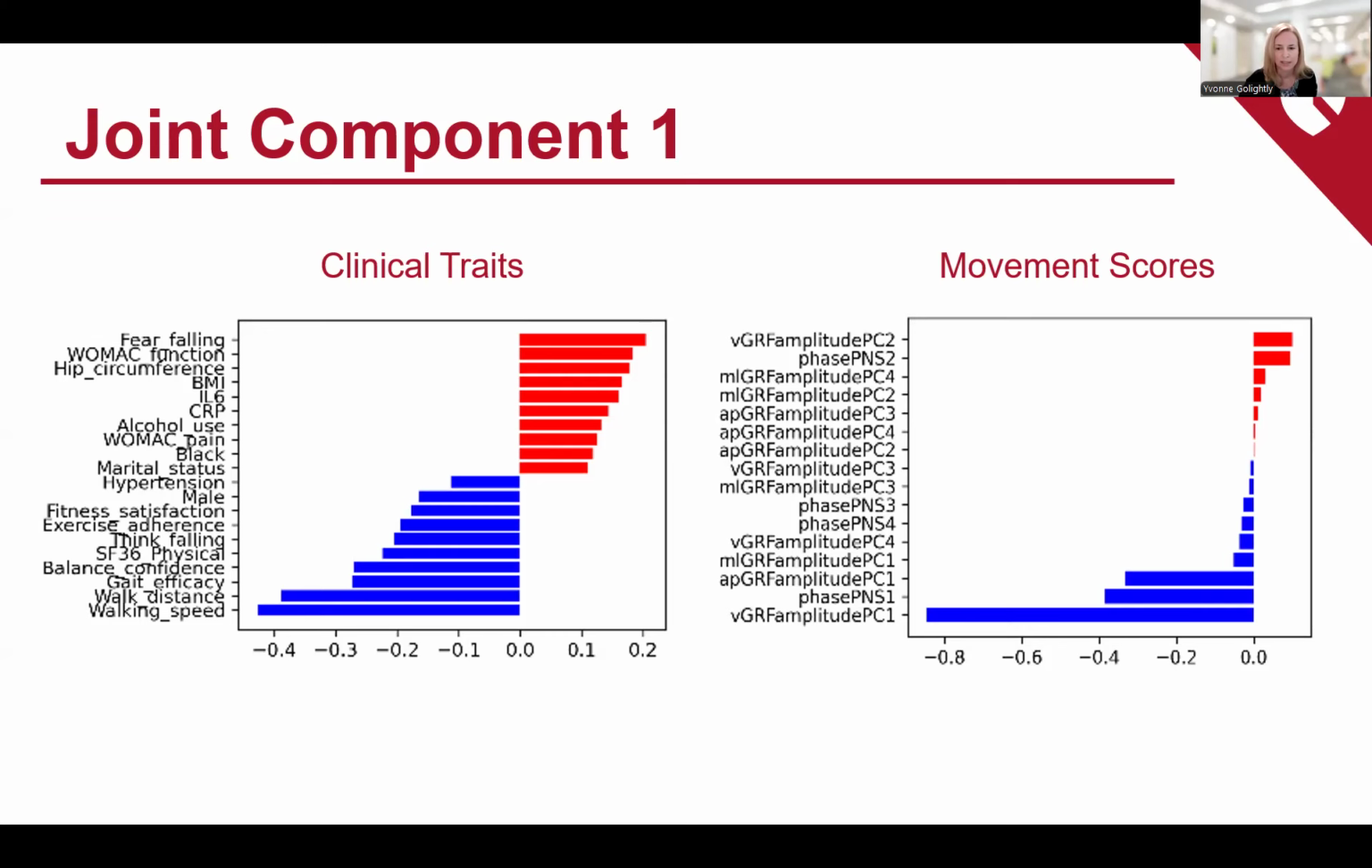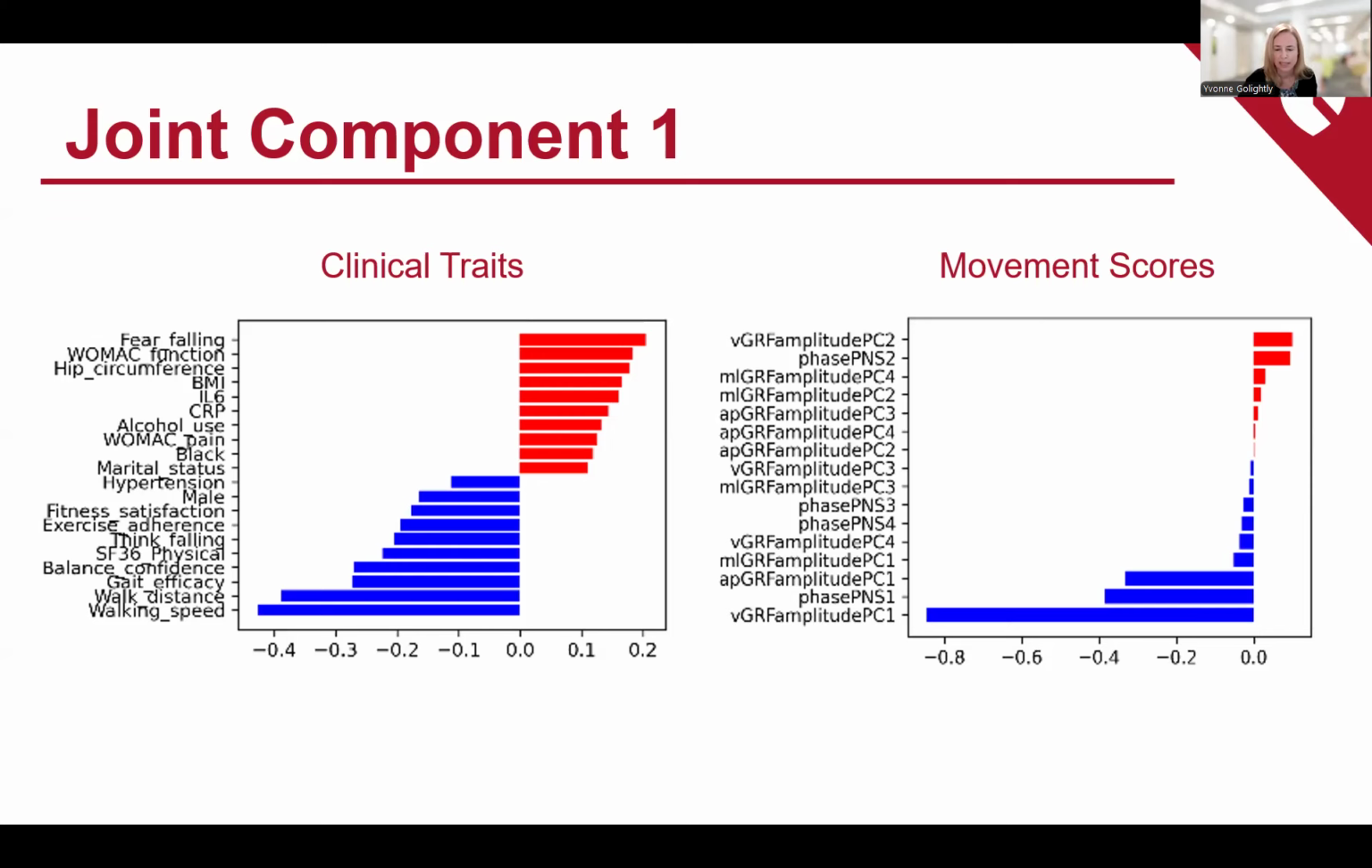If we start on the left with the clinical traits data block, you'll see that walking speed and the 6-minute walk distance, both in blue, were the most important, followed by gait efficacy and balance confidence, all in the negative direction. I will refer to this as the better movement. Then up here in red, we see fear of falling and poor WOMAC function had the larger positive loadings. We can refer to that as worse movement.